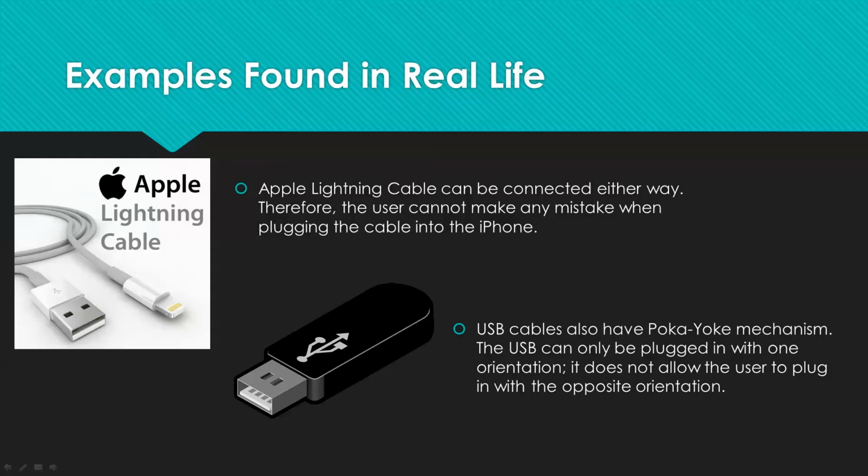So some examples found in real life would be on USB cables and like the Apple Lightning cable. So you can see on the Apple Lightning cable that you could flip it either direction, upside down or right side up, and it's still going to be able to plug into the phone. So you can't plug it in the wrong way, so that makes it convenient for the user. And then USB cables also have a Poka-Yoke where you can only plug it in one way, and the other way just won't work. It's impossible to make a mistake. It's impossible to plug it in the wrong way.